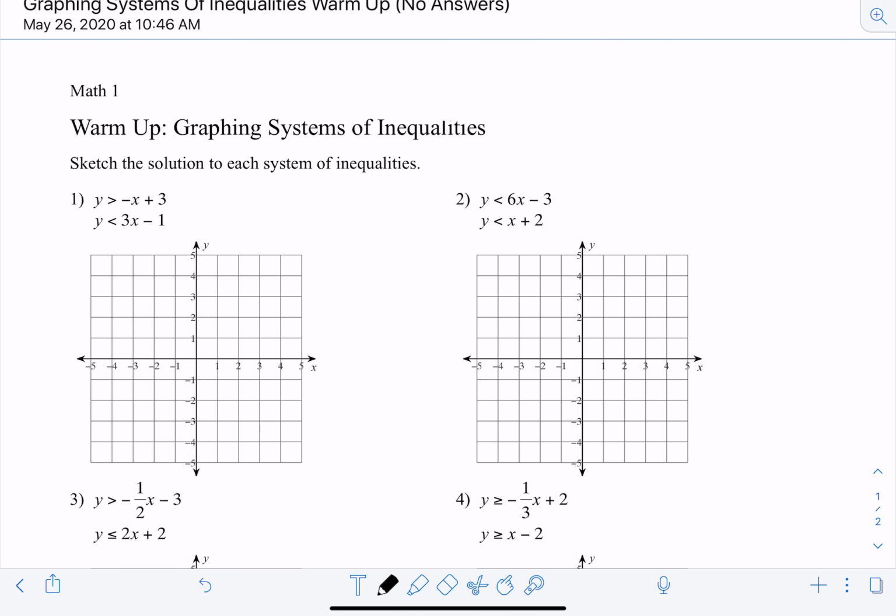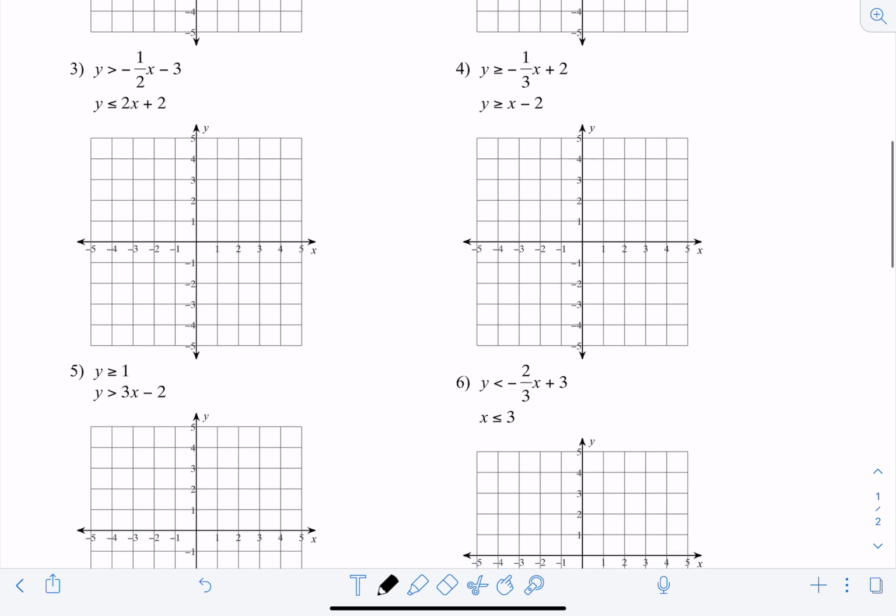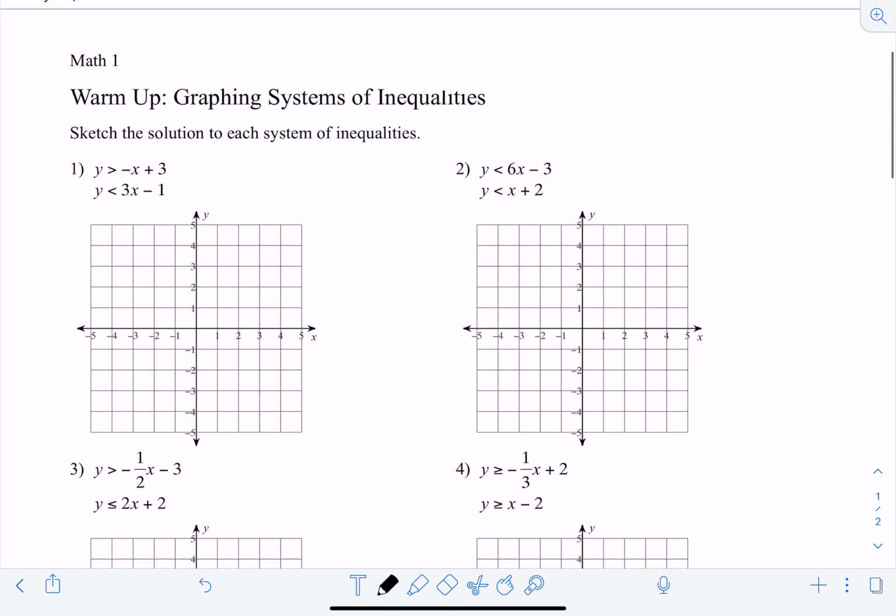All right, hi everybody. I'm going to give you a quick review of graphing systems of inequalities. If you notice on this page, there's two equations per inequality. So as a reminder, if we think about the inequality symbols, there are four of them. We have greater than or equal to, just greater than, less than or equal to, and less than.